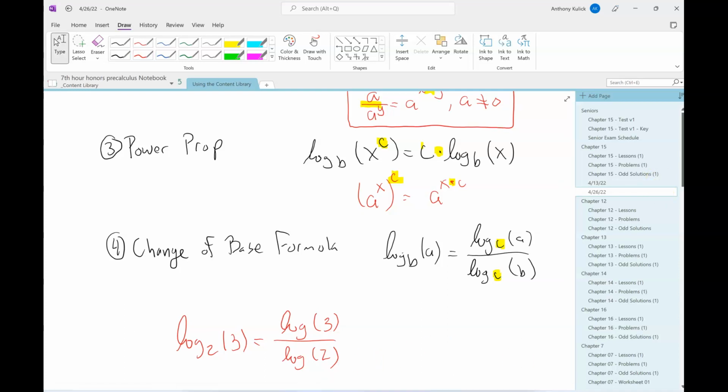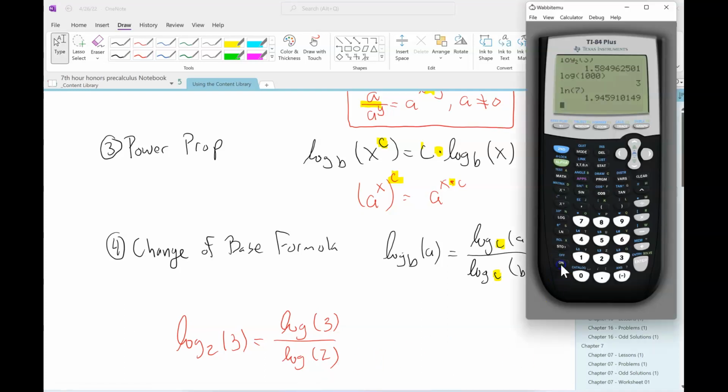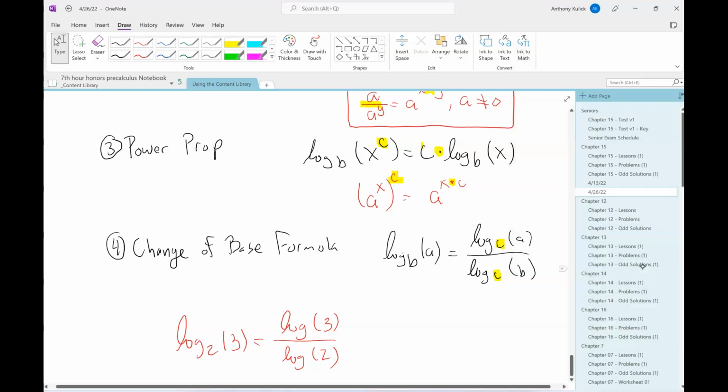Why doesn't that matter to you? Because on your calculator, you can go math, log base, and just do log base 2 of 3 directly. You don't need to use the change of base formula because your calculator can handle it. So in short, I guess it hasn't been that short, it's been some years, but calculator technology has changed the importance of that piece.